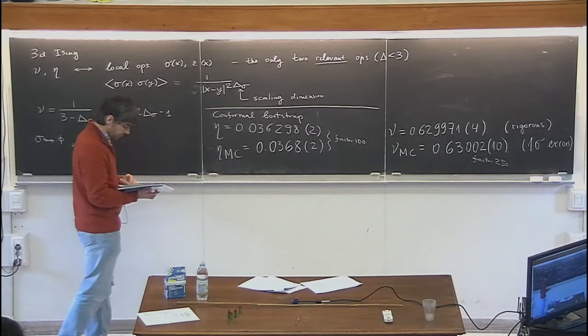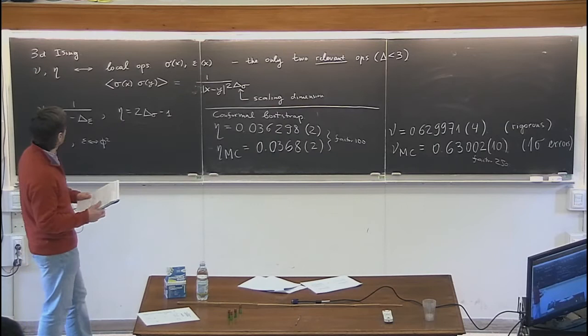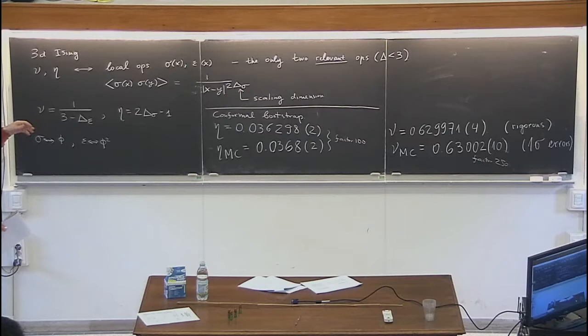And another relevant comment is that, okay, here I'm talking about the 3D Ising model, but the method is general. So it applies not just to the 3D Ising, but it applies to O(N) models, and it applies to all sorts of other critical points which are more complicated. So it's a general technique. And that's what we are going to discuss in this course.